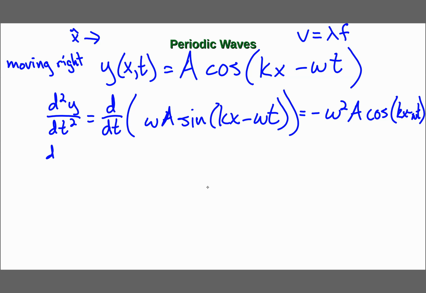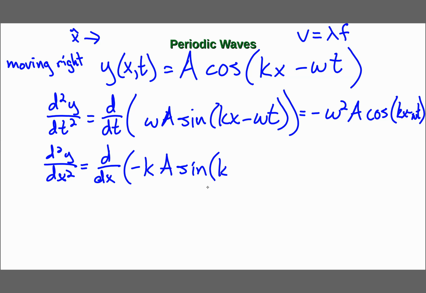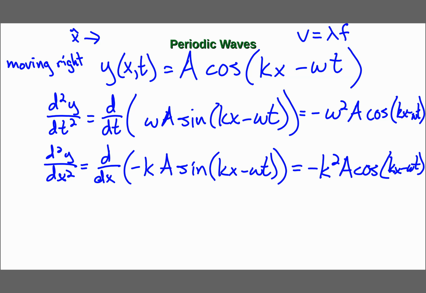And then if we take the second derivative of this with respect to x, we'd have d dx. And then the same kind of thing is going on here, right? In the first derivative, I'm going to get the minus sign from going derivative of cosine. I'm going to get a minus, this time k a sine kx minus omega t. And then when I take the next derivative from sine back to cosine, I'm going to get another k out. I'm going to get a minus k squared a cosine kx minus omega t. Okay?